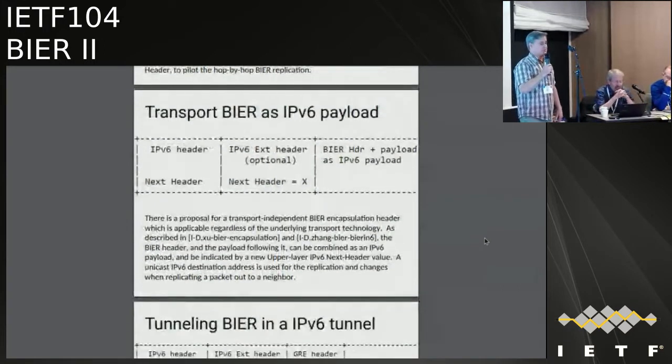So you can also transport BIER as a v6 payload. There's proposals that, Sandy, is this one of these yours? One of these yours? Okay, so very good. So it'd be good to have you think about maybe even getting involved in our draft if you're interested. But you can transport BIER as an IPv6 payload. So the BIER header and the payload is part of the IPv6 payload. There's benefits to doing that.